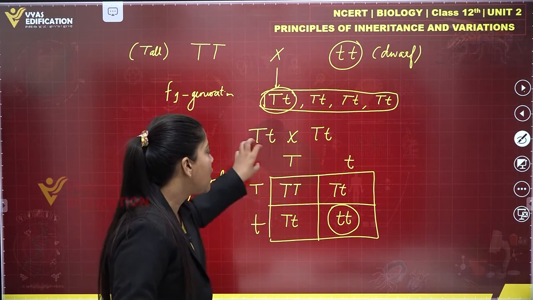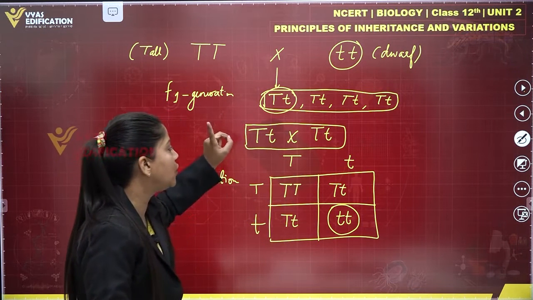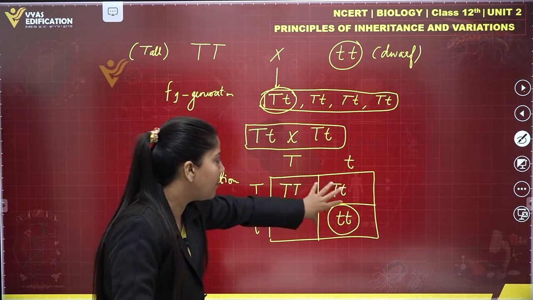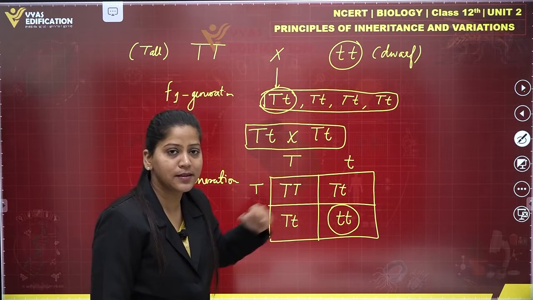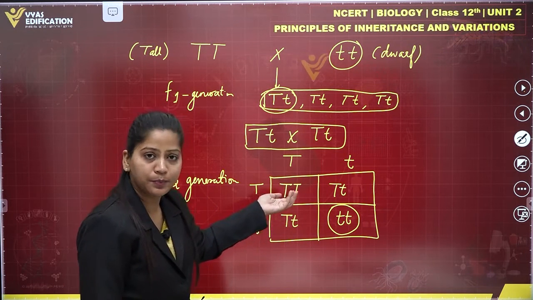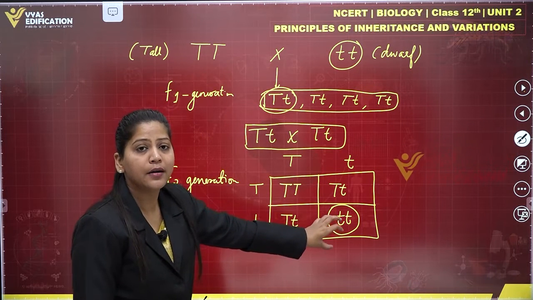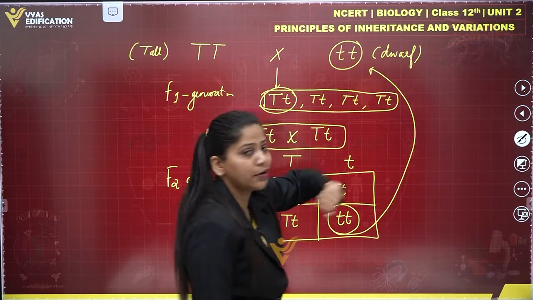Here you can see when he self-fertilized the progeny of the F1 generation, he observed that the maximum plants were tall, some of them heterozygous tall, some of them homozygous tall, and some of them were dwarf, which are exactly similar to one of its parent generation.